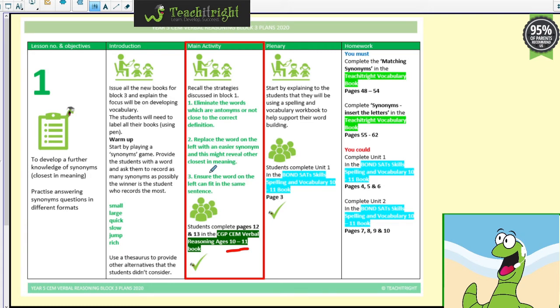And then finally, ensure the word fits in the same sentence. What do I mean by that? Well, for example, the sloth moved torpidly, the sloth moved slowly, the sloth moved in a snail-like fashion. All those words would fit in a sentence, so I know they mean the same thing. So that's just a nice little check. And if you can fit the word in the same sentence, you know you've picked the same word. Let's go now and put those hints into practice.